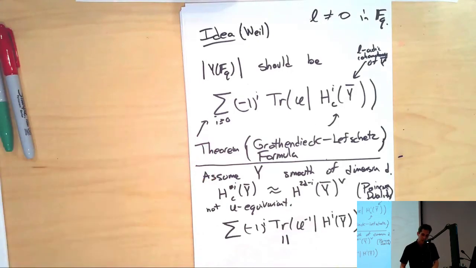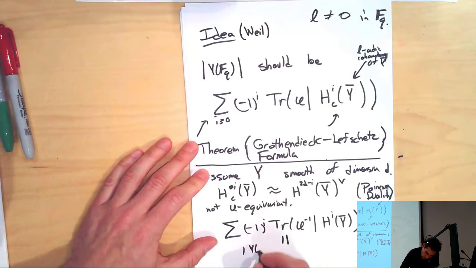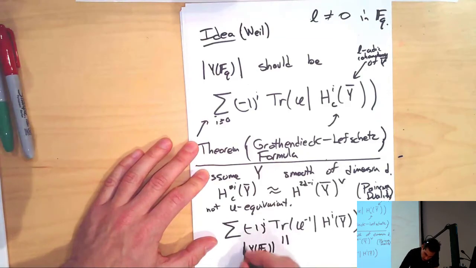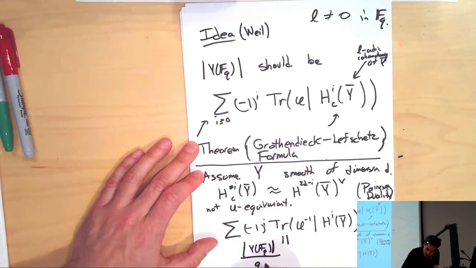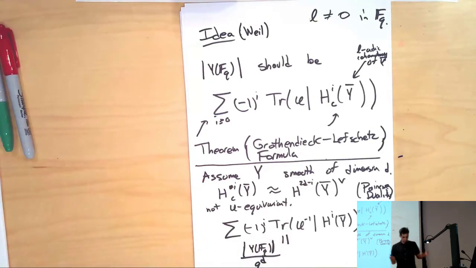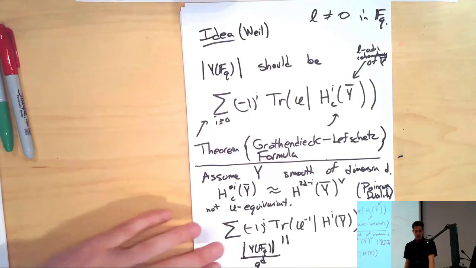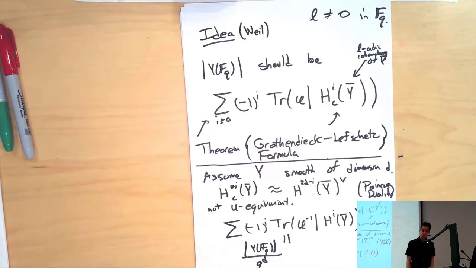What you get when you do that is not the size of Y(F_q), it's instead a sort of normalized version of the size of Y(F_q). It's the size of Y(F_q) divided by q to the d. So here, Y is an algebraic variety of dimension d. Your back of the envelope estimate for how many points the set Y(F_q) should have is the size of the field raised to the power d. So this is a number that you would expect to be close to 1, and an equivalent form of the Grothendieck-Lefschetz trace formula is telling you exactly how close it is.